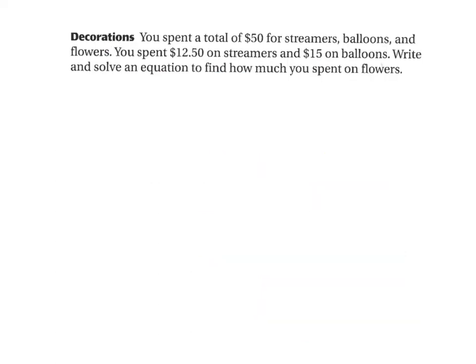Alright, here's our final example. You spent a total of $50 for streamers, balloons, and flowers. You spent $12.50 on streamers and $15 on balloons. Write and solve an equation to find out how much you spent on flowers. So we're looking for how much you spent on flowers. Let's use F for that. F equals cost of flowers.